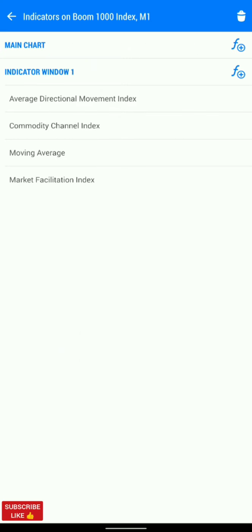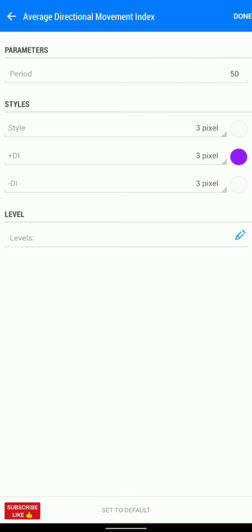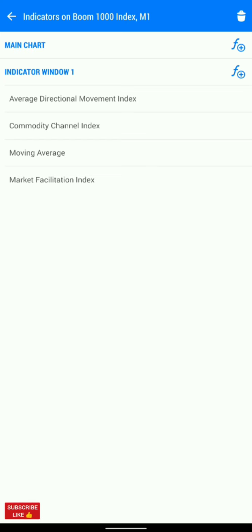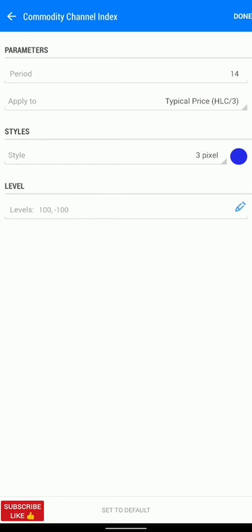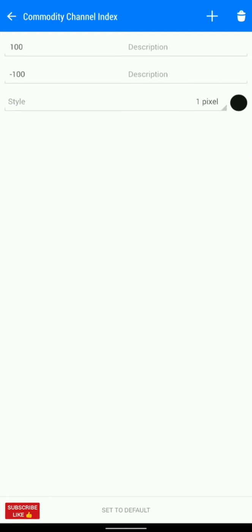So let me show you the indicators before I continue with more examples on it. I have 4 indicators here. Firstly, on my indicator window 1, I have my average directional movement index. So period 50, style is 3 pixels of my background color purple and my background color. So if you're using a black background, you want to use black, purple, and black. So we're done there. My commodity channel index, period 14, applied to typical price, 3 pixels of blue. The level is 100 and negative 100.